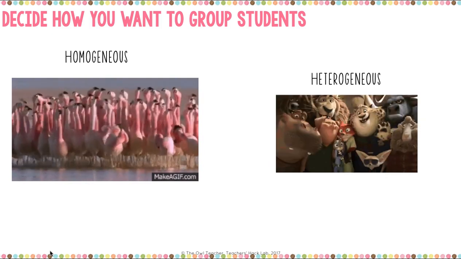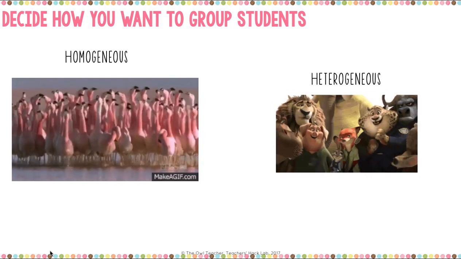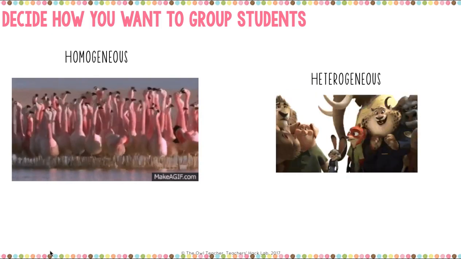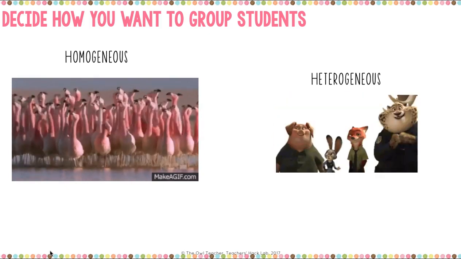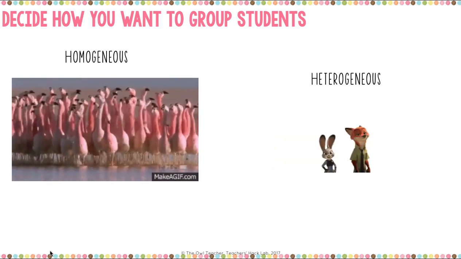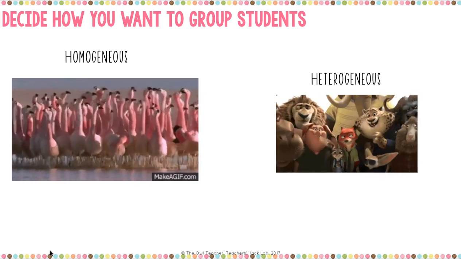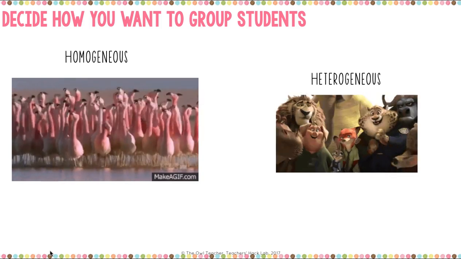The other type is called heterogeneous, or now commonly called mixed levels. That is where you have some students who are on a high level, some who are on a mid-level, and some who are on a low level that are all put together. When you have students in a homogeneous group or a heterogeneous group, these groups change throughout the year. These are not their set groups from beginning to end.